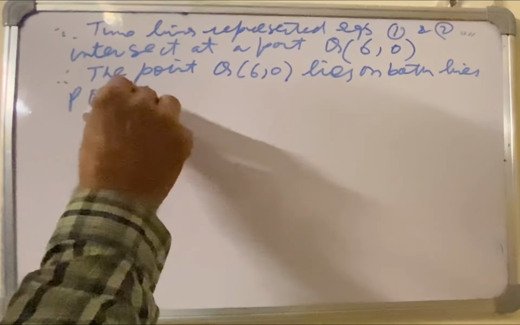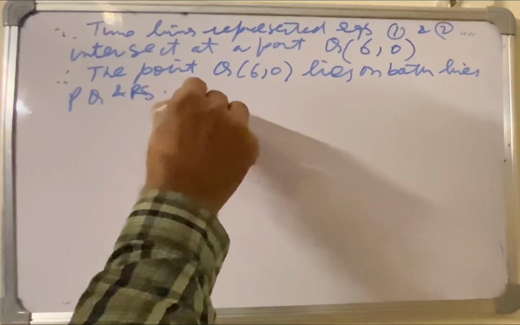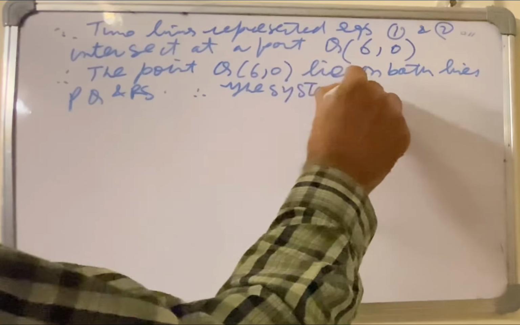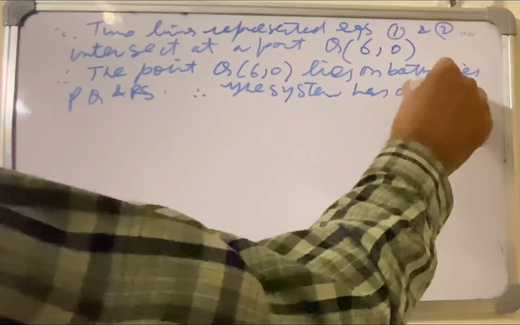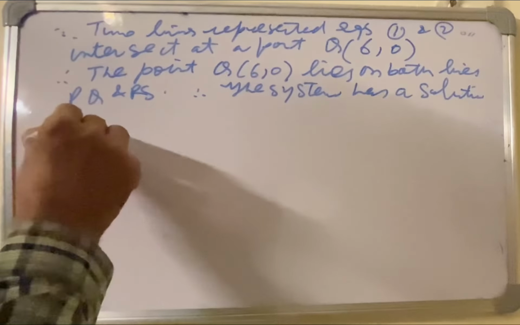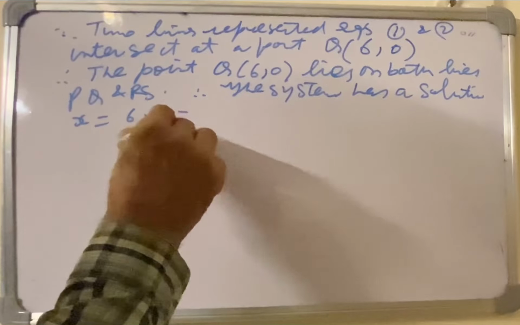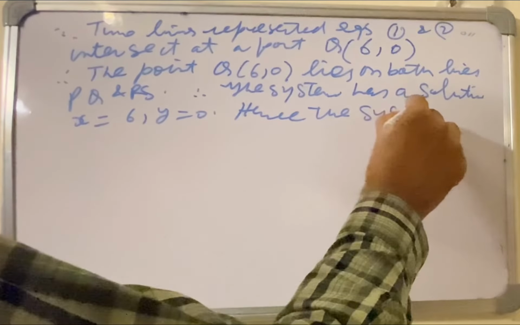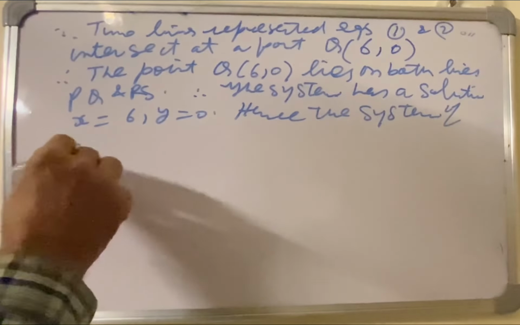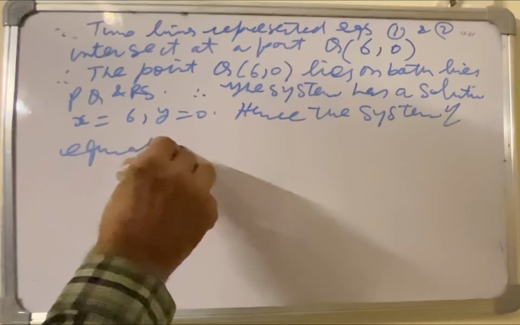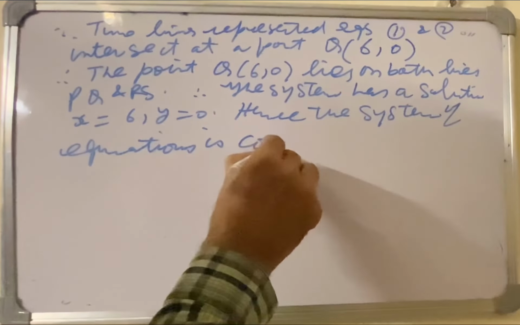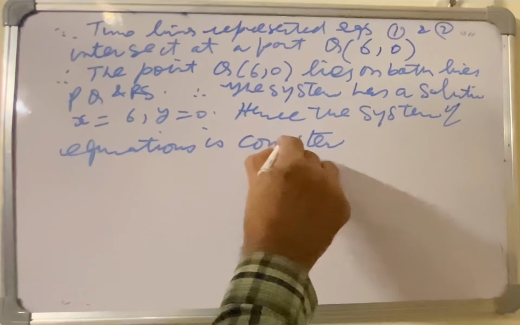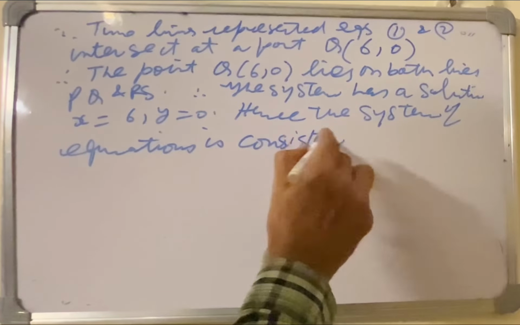Therefore, the system has a solution x is equal to 6, y is equal to 0. Hence, the system of equations is consistent.